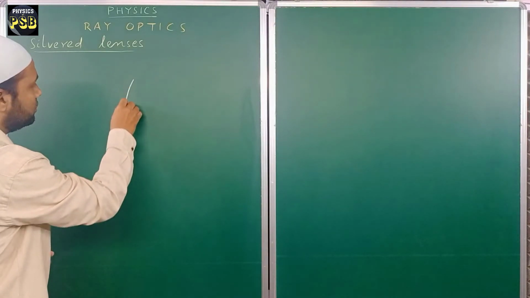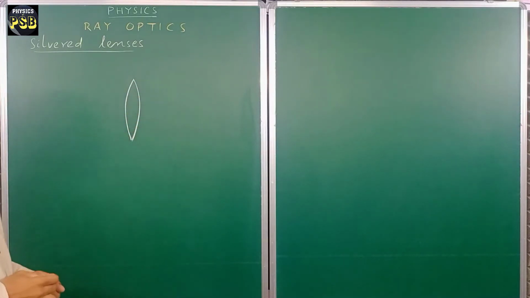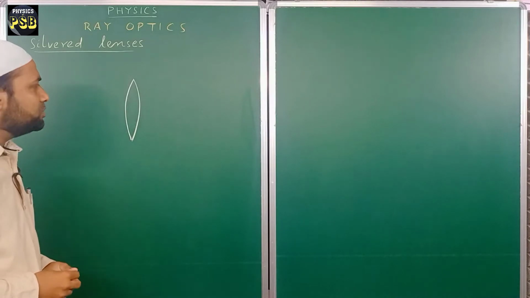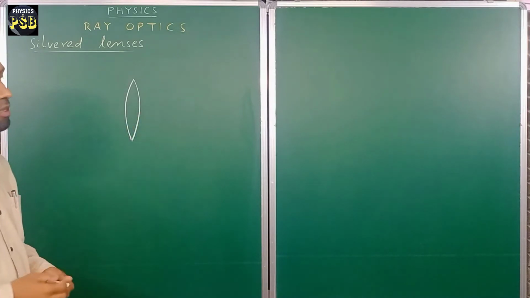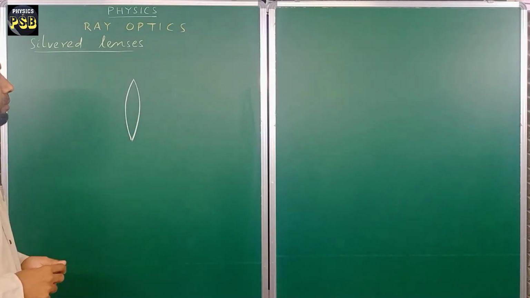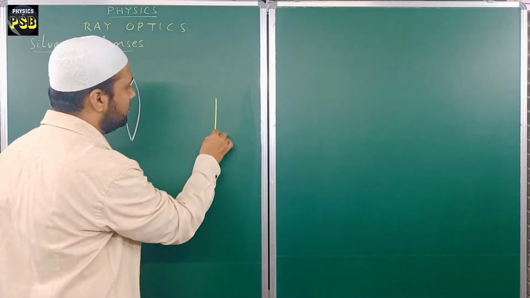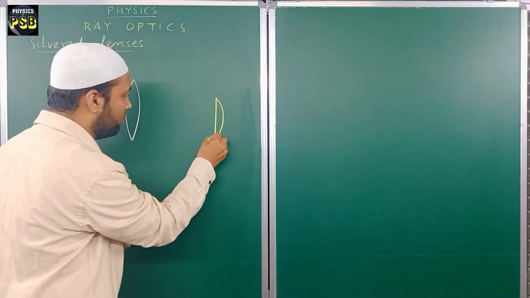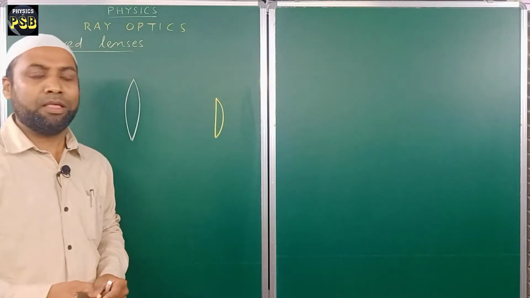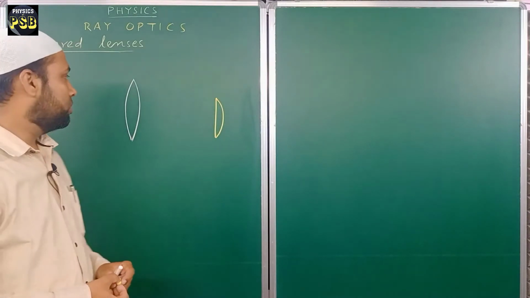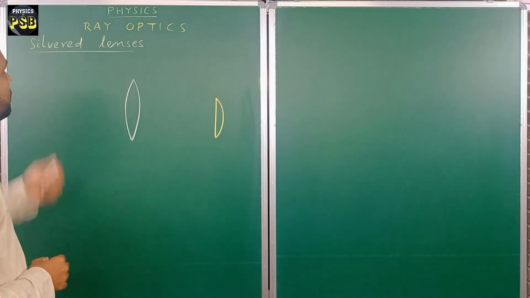Suppose this is a lens. A lens is made of a transparent material bounded by one or two surfaces. So, a lens may appear like this, or you can also find lenses of this kind. This is a plano convex lens. This one is a biconvex lens, and also we come across concave lenses. Okay, here I take this biconvex lens to explain a silvered lens.